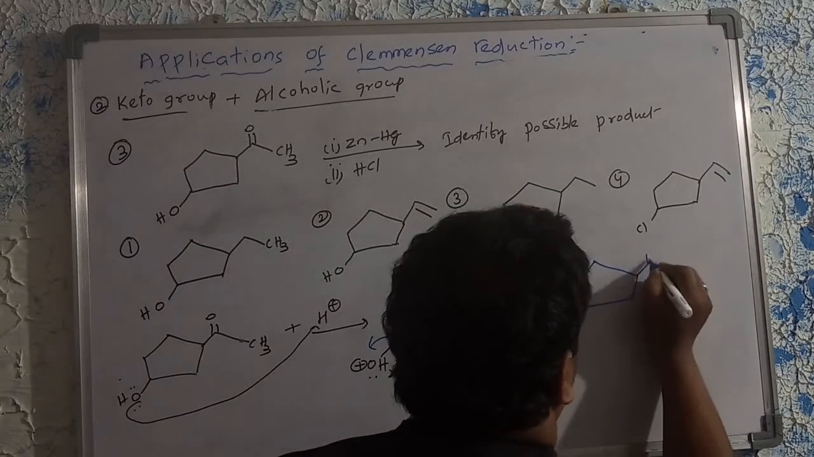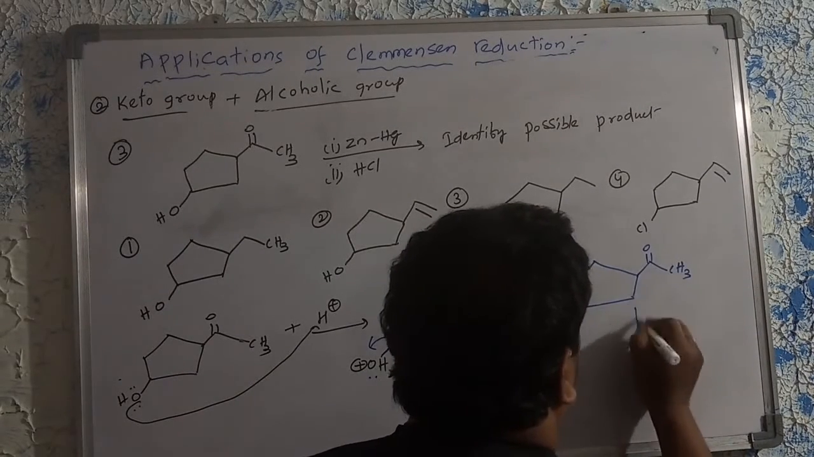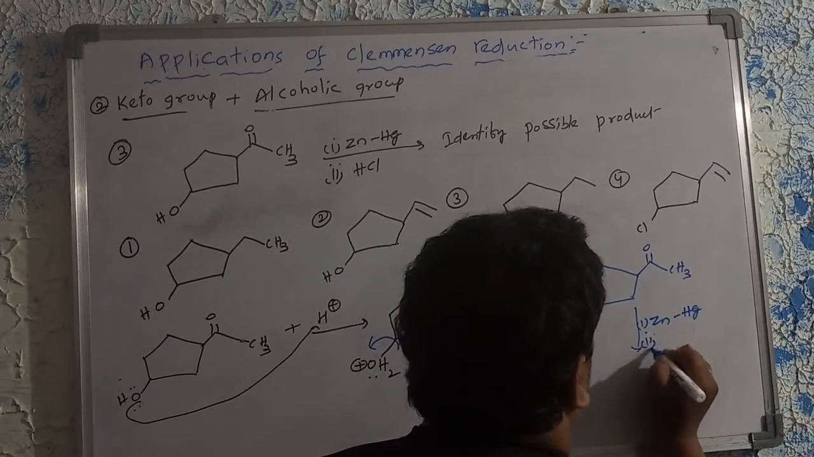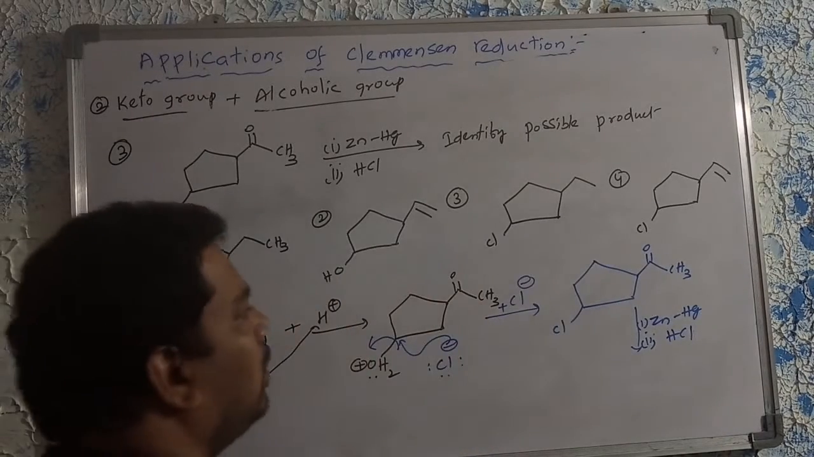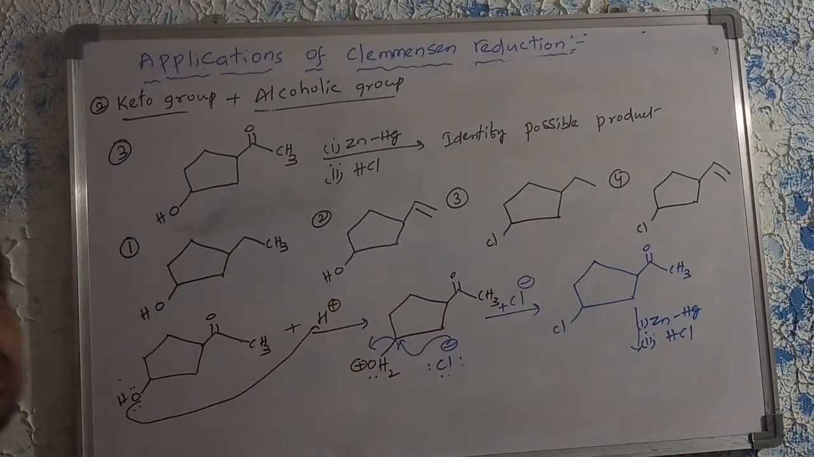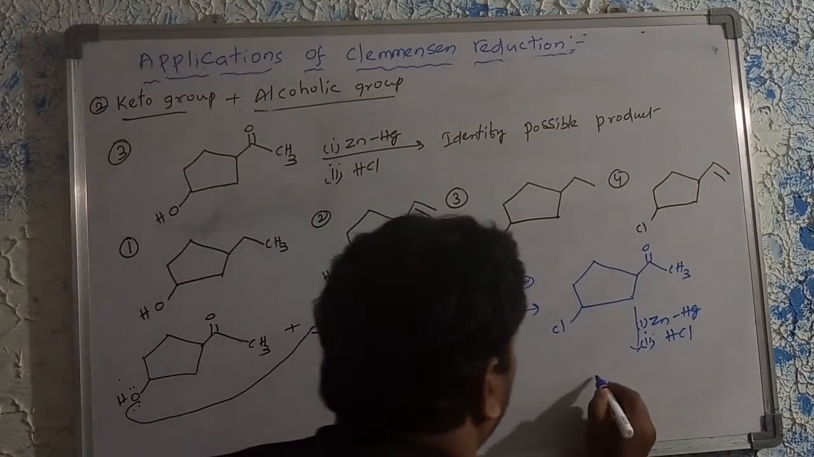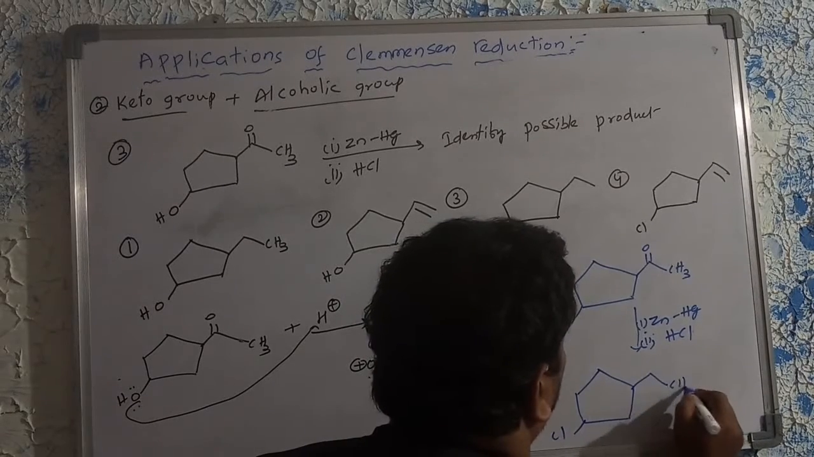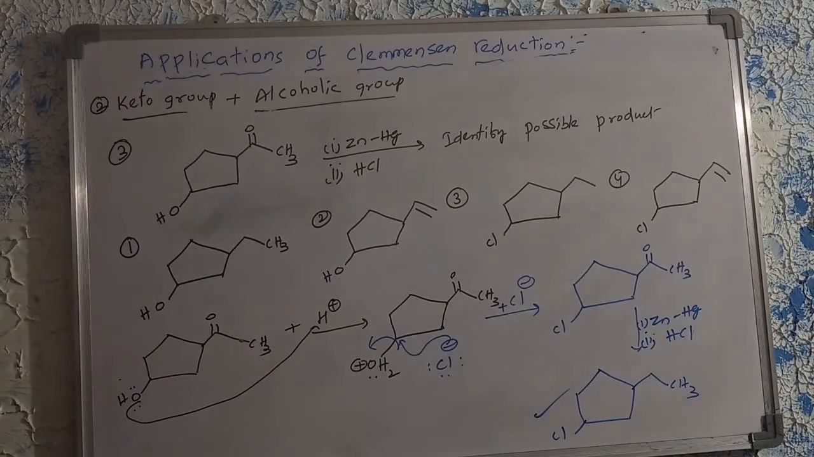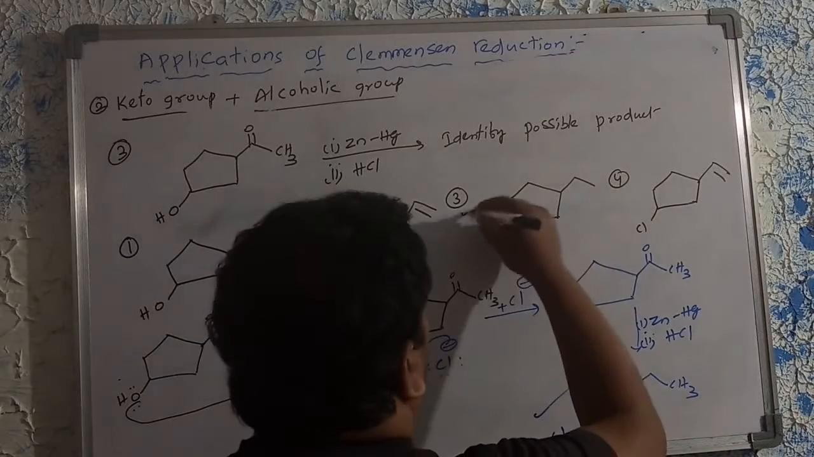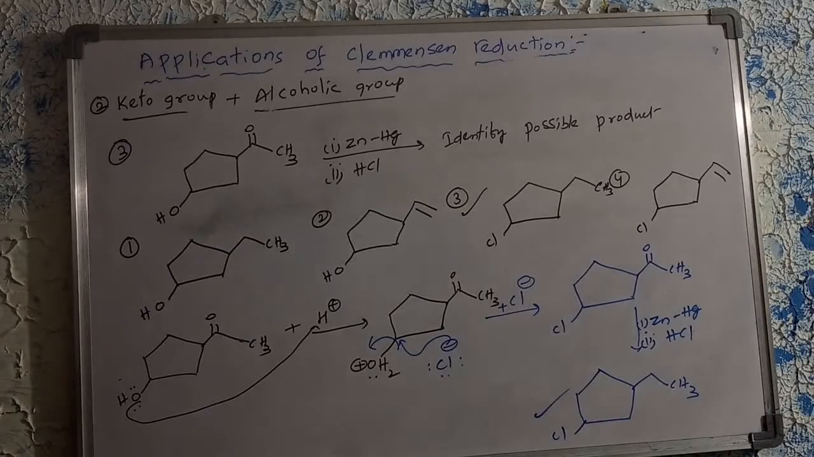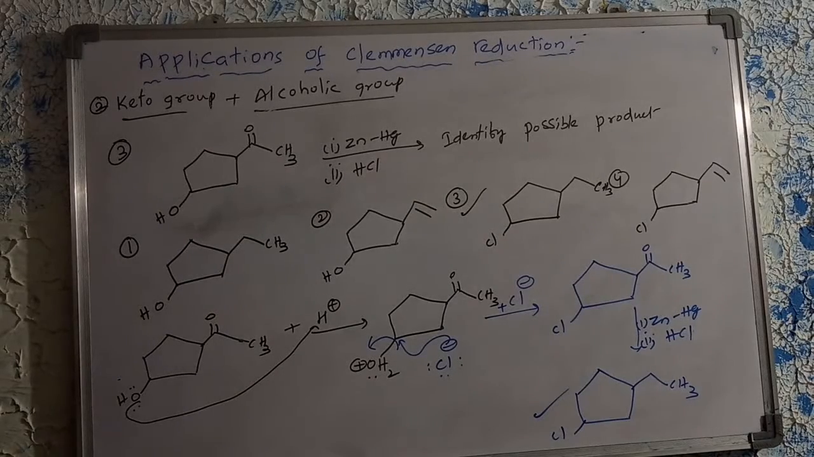C=O, CH3 again reacts with zinc amalgam HCl. We know very well the carbonyl compounds are reduced into alkane, giving Cl, CH2, CH3. So this is the possible product. Of the given options, option 3 is the correct answer. So this is the case when a keto group plus an alcoholic group is present.